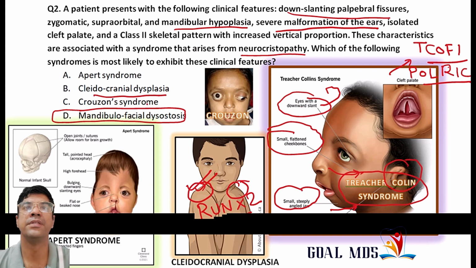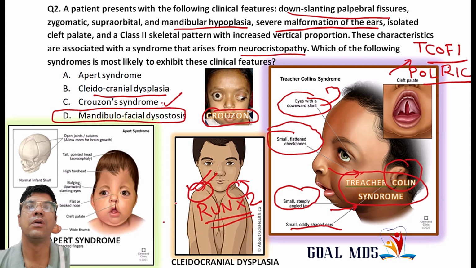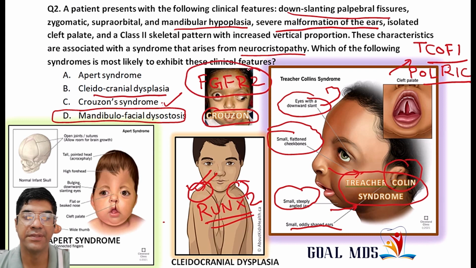Third option is Crouzon syndrome. So this one is Crouzon syndrome. It is primarily caused due to mutation in the FGFR2 gene. So which gene? FGFR2, remember that for your exam.